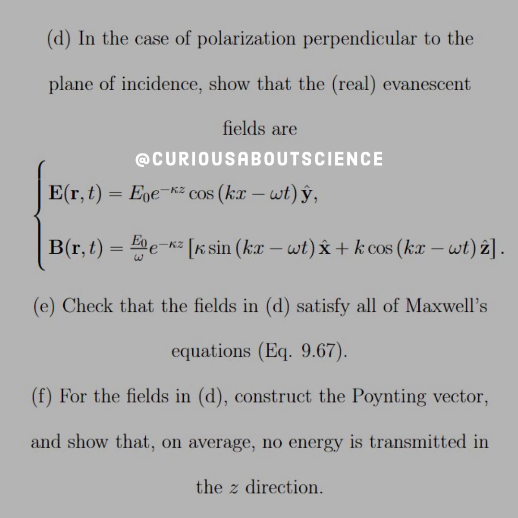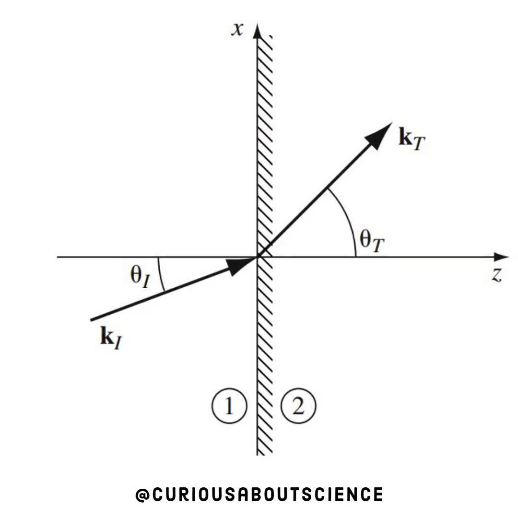Part D, in the case of the polarization perpendicular to the plane of incidence, show that the real evanescent fields are E and B as such, where we have y hat for the E field and x hat, z hat for the B. E, check that the fields in D satisfy Maxwell's equations. And F, for the fields in D, construct a Poynting vector and show that, on average, no energy is transmitted in the z direction. Okay, well, first thing up, we got to draw the darn thing, shouldn't we?